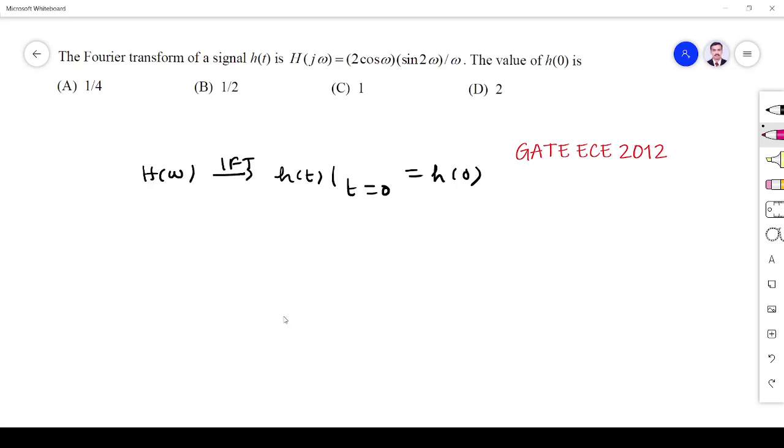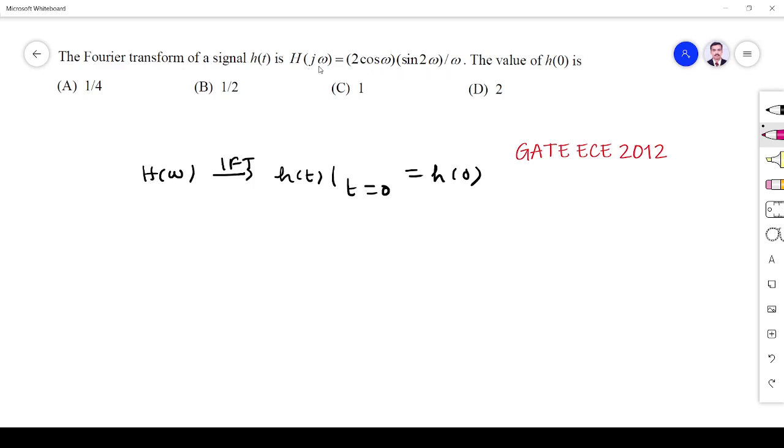Hi friends, in this video let us solve a Fourier transform related question asked in GATE 2020 C paper. The question is: the Fourier transform of the signal h(t) is H(omega), which is equal to 2 cos omega sin 2 omega by omega. What is the value of h(0)?